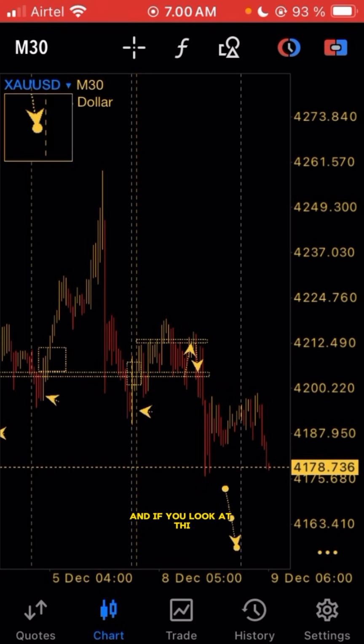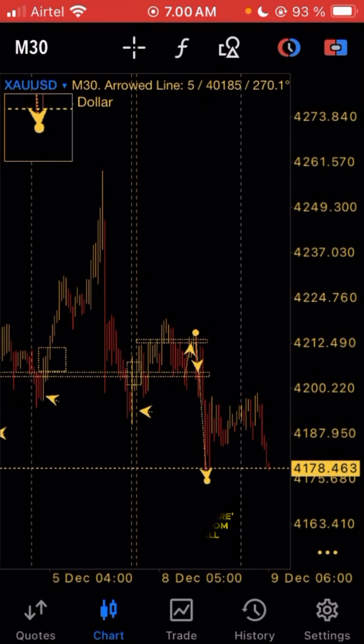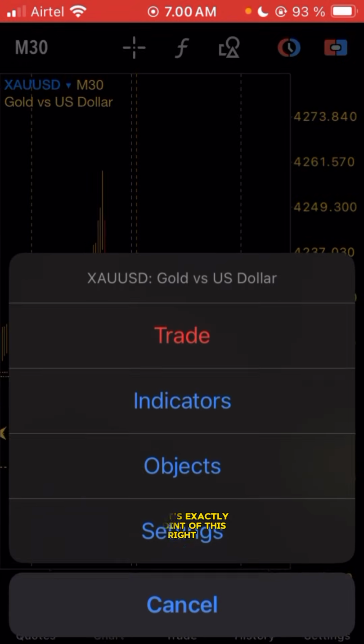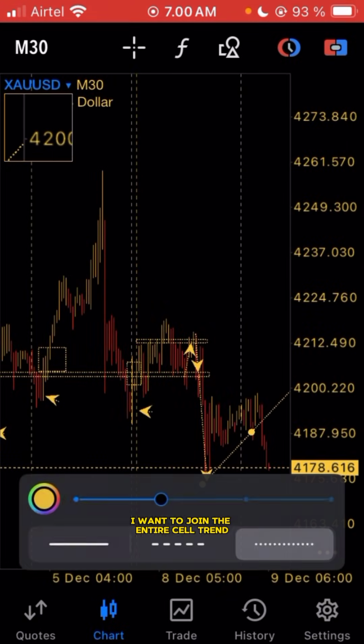And if you look at this, this is the M30 time frame, which means there is still more room for us to sell. So that's exactly the point of this right now. I want to engage, I want to join the entire sell trend.